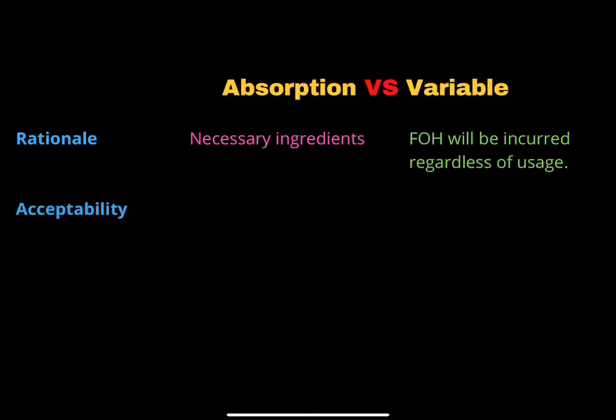Next, acceptability. Absorption costing method is consistent with accounting standards. This method is acceptable for financial reporting and tax purposes. Variable costing method violates the matching principle, the accounting principle that calls for the recognition of expense by matching it with the related revenue in the same accounting period. And thus, this is not acceptable for financial reporting and tax purposes. It is only used for internal purposes only.